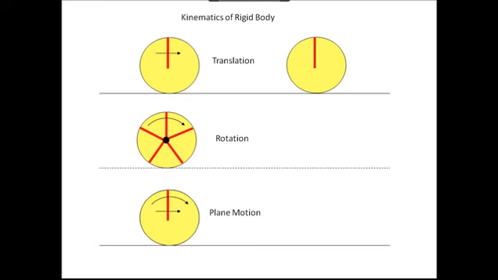Look at this cylinder. Let's move it from position 1 to position 2. But see what has happened this time. The vertical red line has become horizontal. It means the cylinder has translated, like in the first figure above, and also rotated at the same time, and that's why this vertical red line has become horizontal. This type of motion is called plane motion, and as you can see from this slide, it is essentially a combination of translation and rotation.